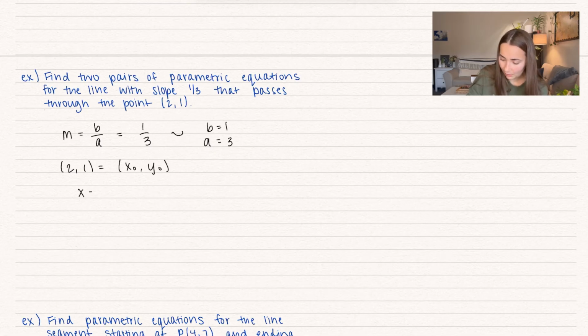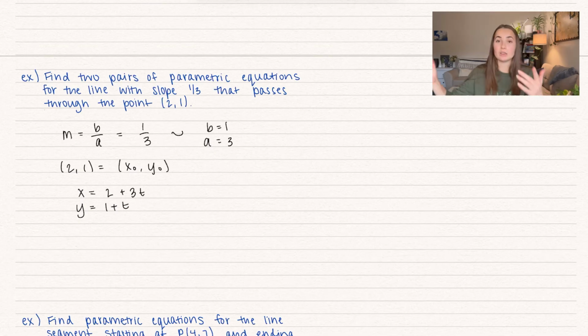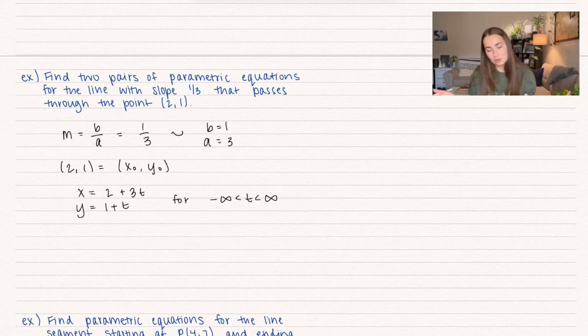So let's go and write it out. x of t is equal to 2 plus 3t. y is equal to 1 plus t, just t. Right? And this is going to be the entire line. So our t values are not going to be bounded. They're going to be unbounded, right? So this is going to be for t values between negative infinity and positive infinity. There's no ending to our line. So yeah, now that's just one pair of parametric equations.